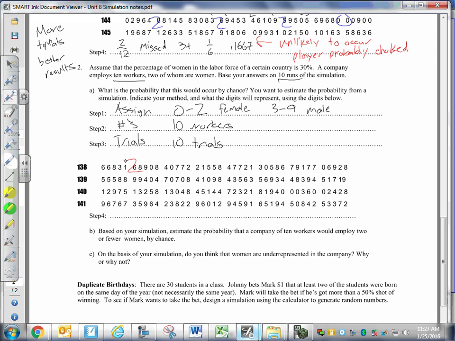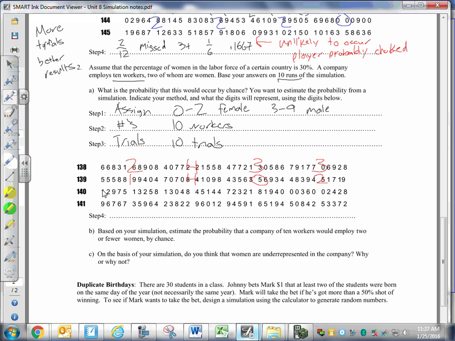Next one. 1, 2, 3, 4, 5, 6, 7, 8, 9, 10. How many females do we have? 1, 2, 3, 4. 1, 2, 3. 1, 2, 3. 1. 1, 2, 3, 4. 0. 1, 2. 1, 2, 3. 4. 1, 2, 3. There's my 10 trials.